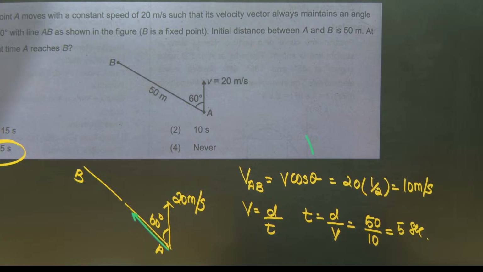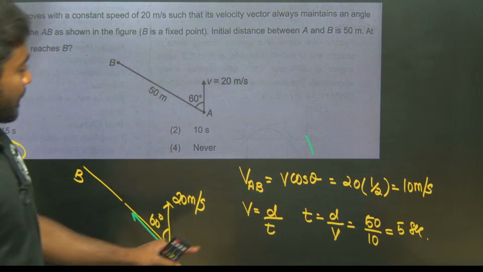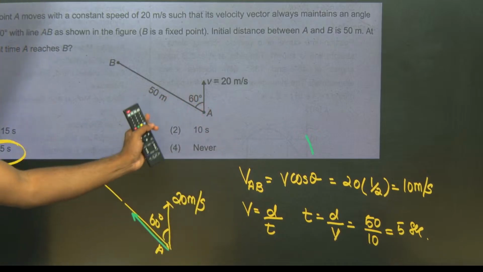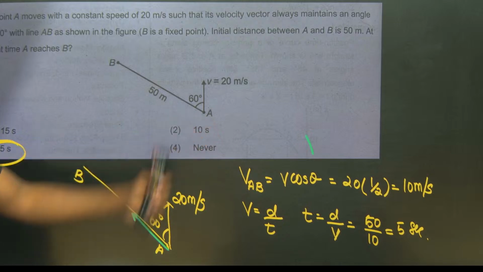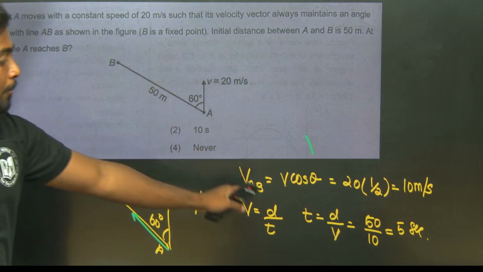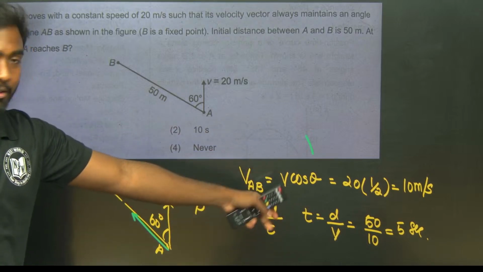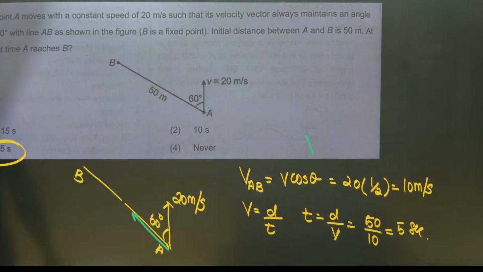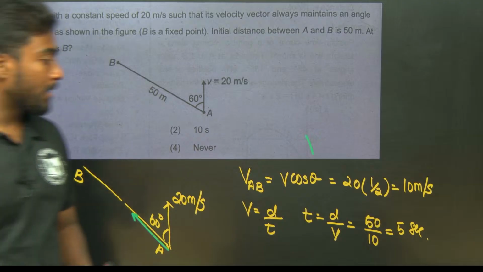Right, and we go for the next question. Done. The only thing is I need to take the components along this direction. So I have taken the components and substituted the values, so I can get the answer. Yeah, we'll go for the next part of the question.